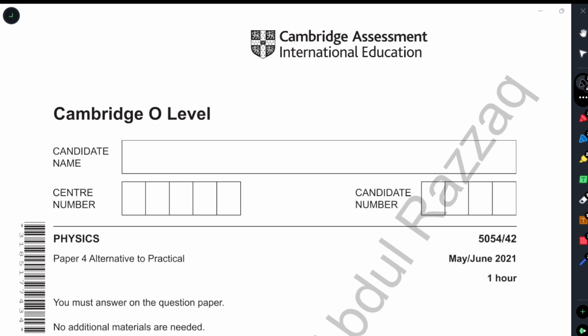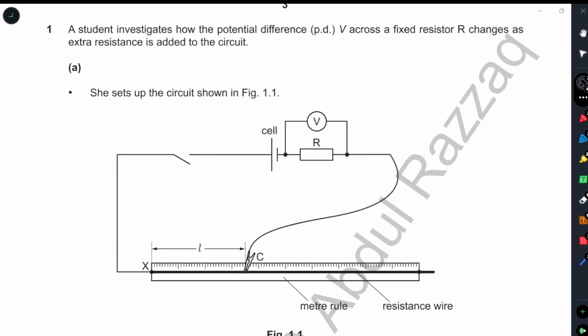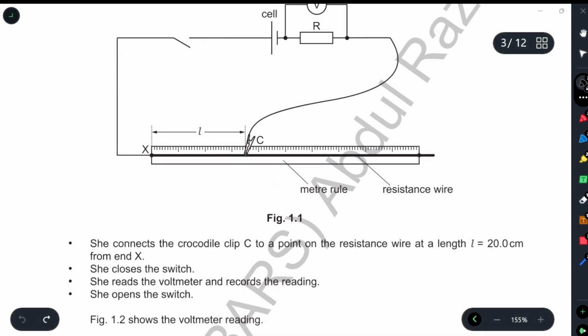Okay, so let's move on towards the very first question. Our very first question says, a student investigates how the potential difference across a fixed resistor R changes as extra resistance is added to the circuit. She sets up the circuit shown in figure 1.1. Cool. So we have sort of a potentiometer set up.